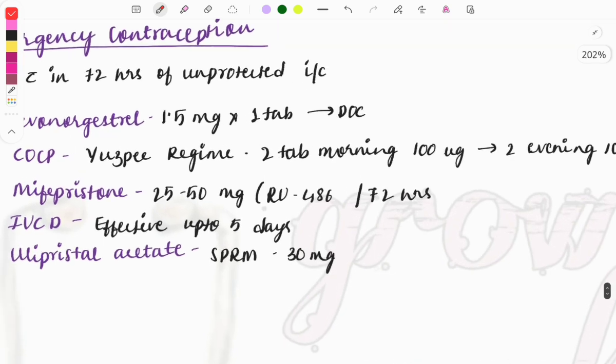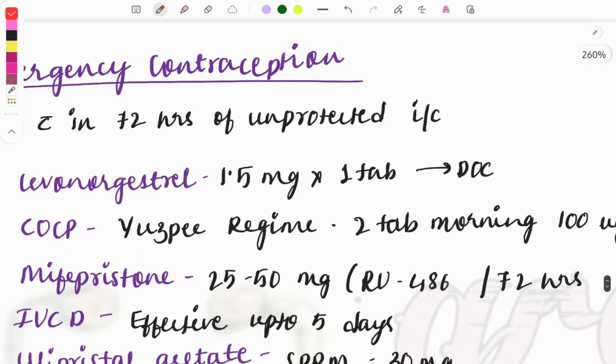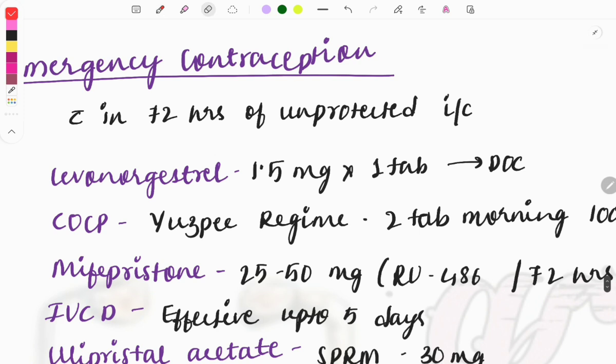Now let's have a look at the emergency contraception, because this is also an important one. Questions have been asked, clinical cases have been asked, like a female comes with unprotected intercourse, and they can give 24 hours or 72 hours. So what is the method used? Based on the time period given in the question, you need to choose the correct option. So let's look at the definition of emergency contraception: contraception within 72 hours of unprotected intercourse is called emergency contraception.